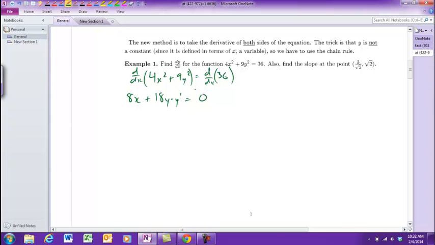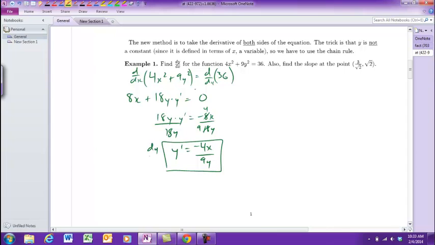We now want to get y prime by itself, so we subtract the 8x to the other side. 18y times y prime is negative 8x. And then we divide both sides by 18y, and we end up with y prime is equal to, here we can cancel, this becomes a 4 over 9, negative 4x over 9y. So that's our y prime, which is the same thing as dy over dx. And it's negative 4x over 9y.